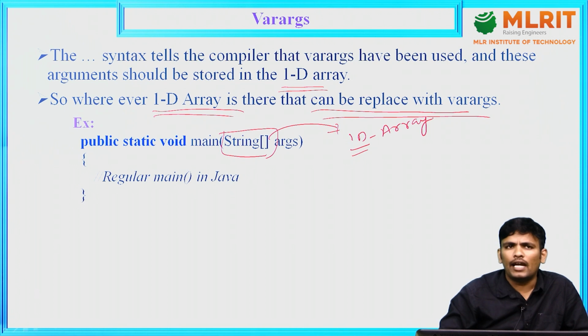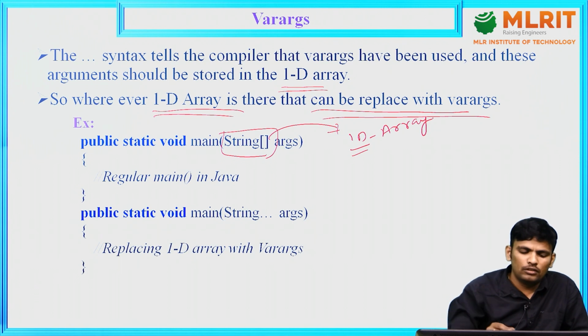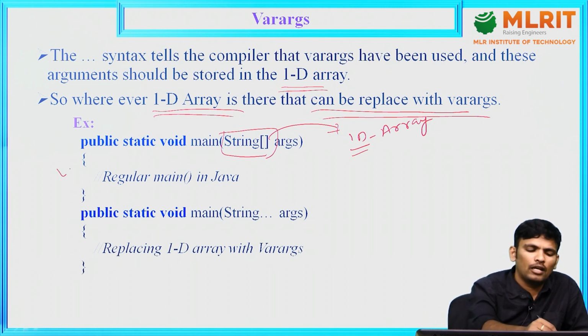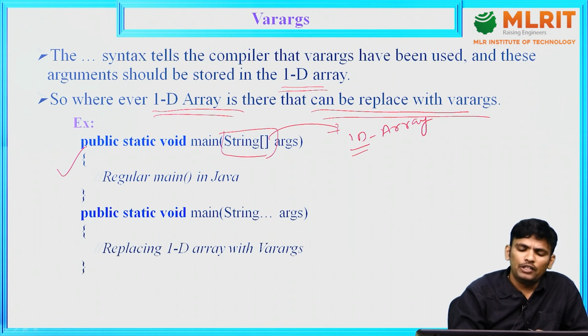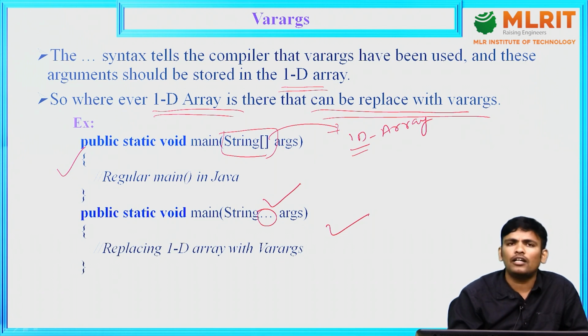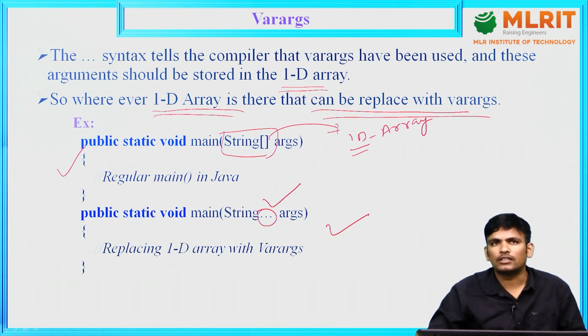Now this 1D array I want to replace with var-args, and this is possible. So public static void main is the very regular main method we use, and you can interchange this 1D array with three periods. This is also valid, so don't think it is invalid. Finally, wherever a 1D array is there, you can replace it with var-args. Okay, so that's about the var-args concept. So thank you.